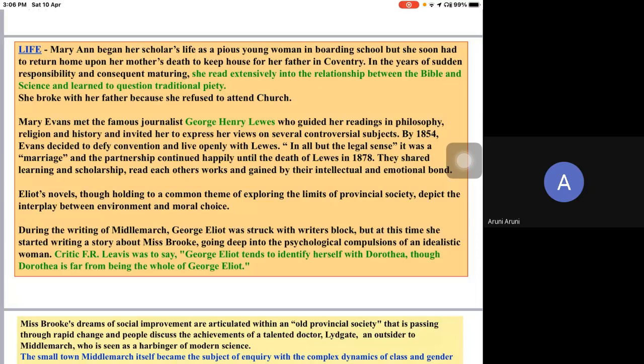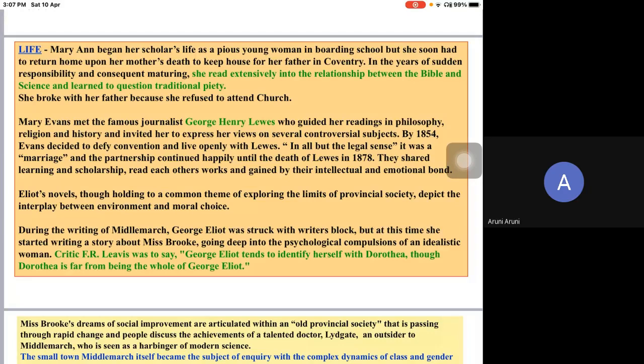Something which was very brave for a woman in her time to do, right? She refused to attend church, and she actually broke up with her father for that. But that came from her reading, it's not because she was unaware of what was in the Bible. She did read the Bible extensively. She was also very much informed about developments in science, and that is how she started questioning traditional piety, and that is how she refused to go to church and broke up with her father.